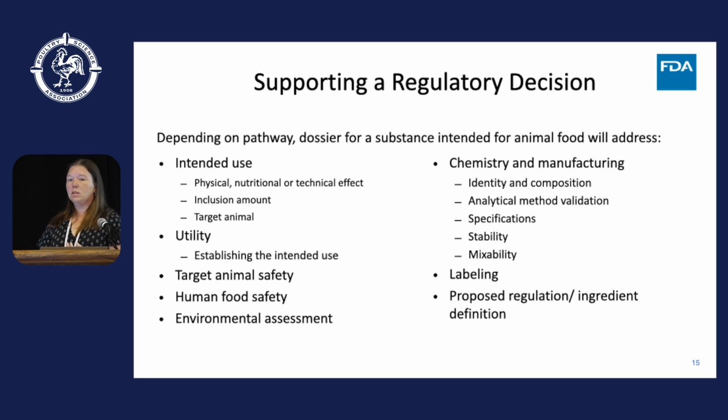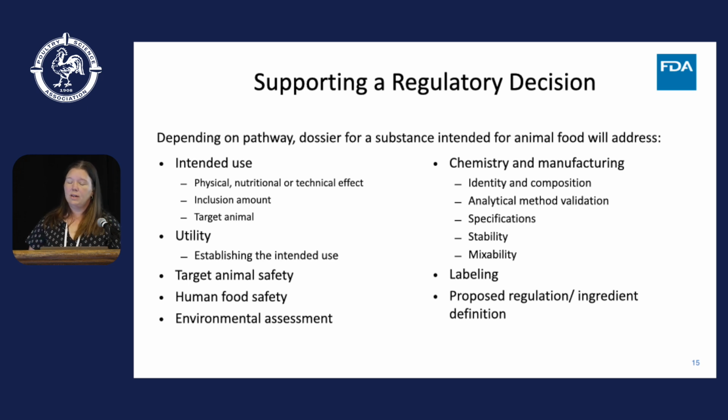The second piece is going to be the inclusion amount. How much of that substance do we need to feed to the animal in order for it to elicit the intended effect? And the third piece is the animal itself. What are we targeting? If we're talking poultry, are we targeting just broiler chickens? Are we targeting all chickens? Are we targeting all poultry species? So all of those 3 pieces go into what makes up the intended use.